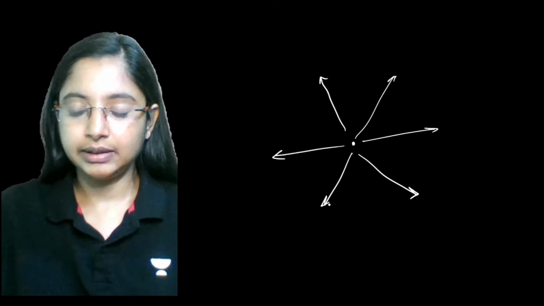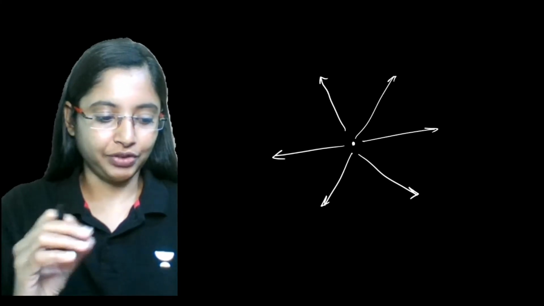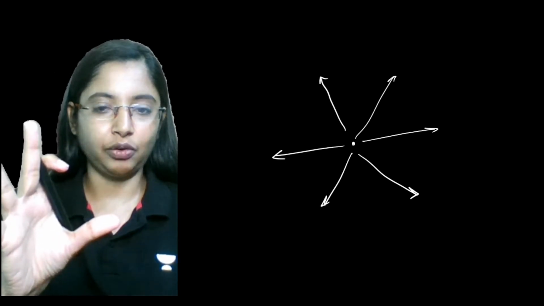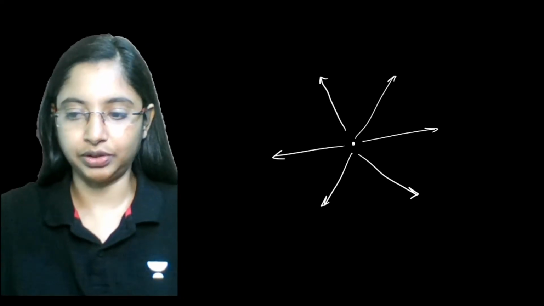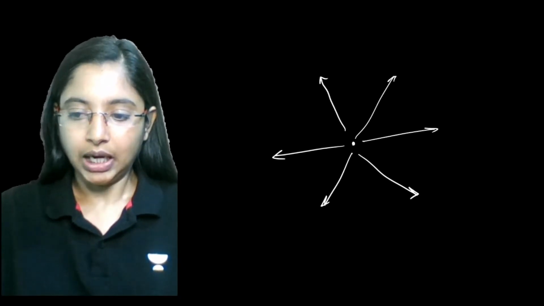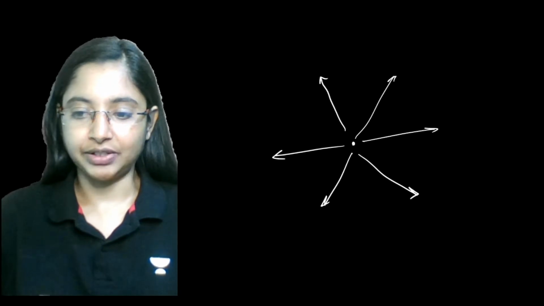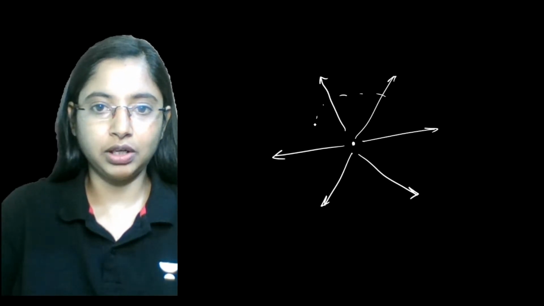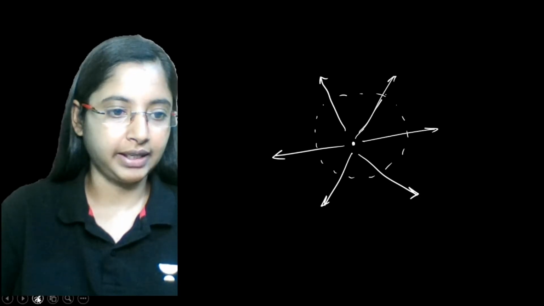Now, we are just going to take an isolated positive charge. There's no other positive charge. The field lines that originate are only because of this one positive charge. Okay. Now, we are going to take a surface. We are going to draw a circle such that this circle has a radius.